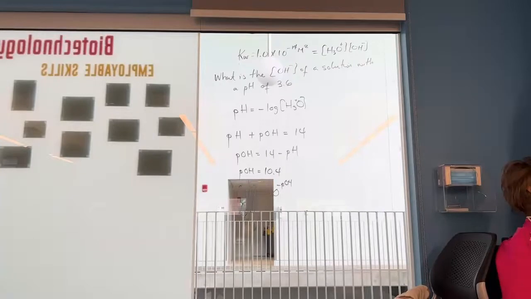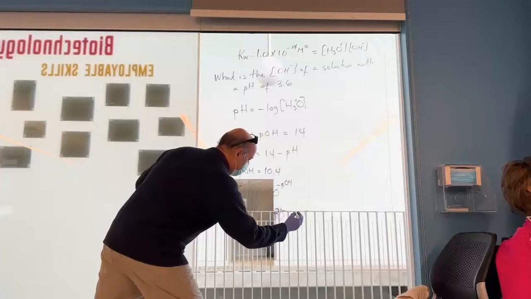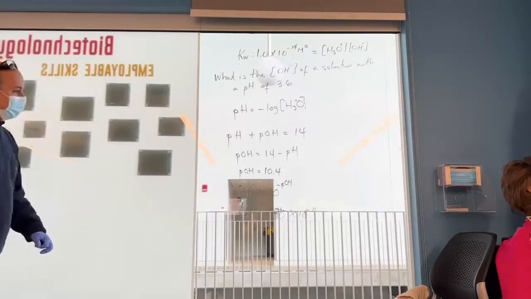So what's the OH concentration? I got 2.51 times 10 to the negative 11. That sounds right. So tell me the number again. 2.5 times 10 to the negative 11. And that's molar.